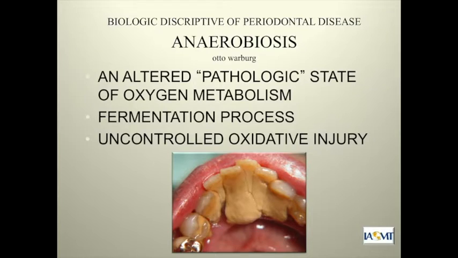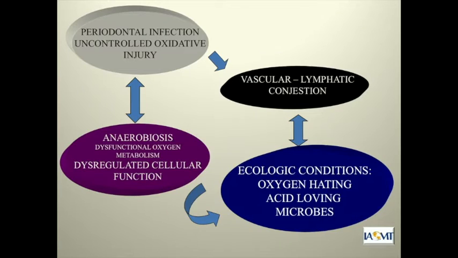And we see this uncontrolled oxidative injury in the tissue itself. We see all the classical symptoms of periodontal disease. We see the soft tissue. We see the vascular beds collapsing down, the matrix opening up, et cetera. Okay? So when you see periodontal infection, it really becomes uncontrolled oxidative injury.